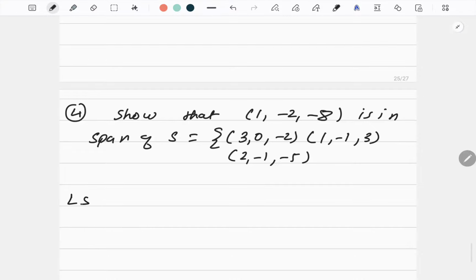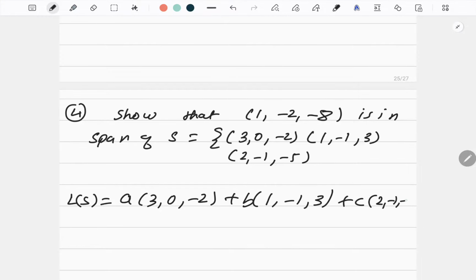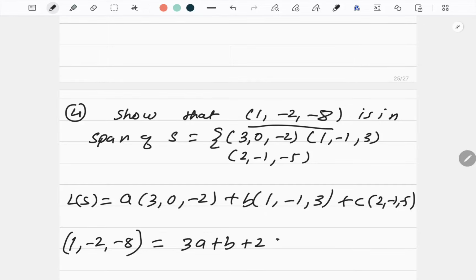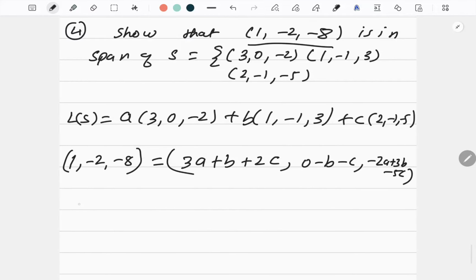Again, what is your linear span? Linear span is equal to A 3, 0 minus 2 plus B 1 minus 1, 3 plus C 2 minus 1 minus 5. Correct? So now I need to check whether this belongs to it or not. So 1 minus 2 minus 8 is equal to, what is the first term? 3A plus B plus 2C, comma 0 minus B minus C, comma minus 2A plus 3B minus 5C. Correct? So what are the equations?